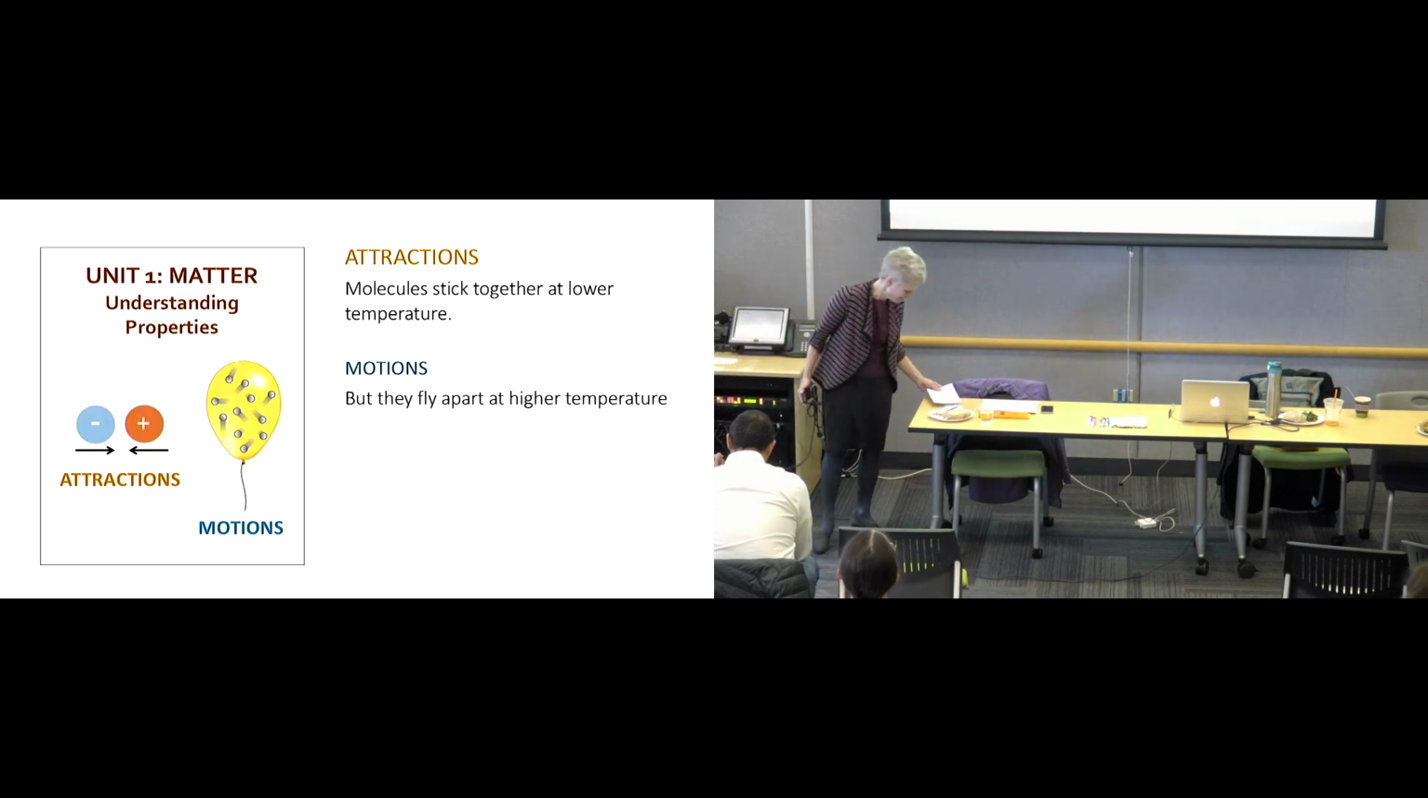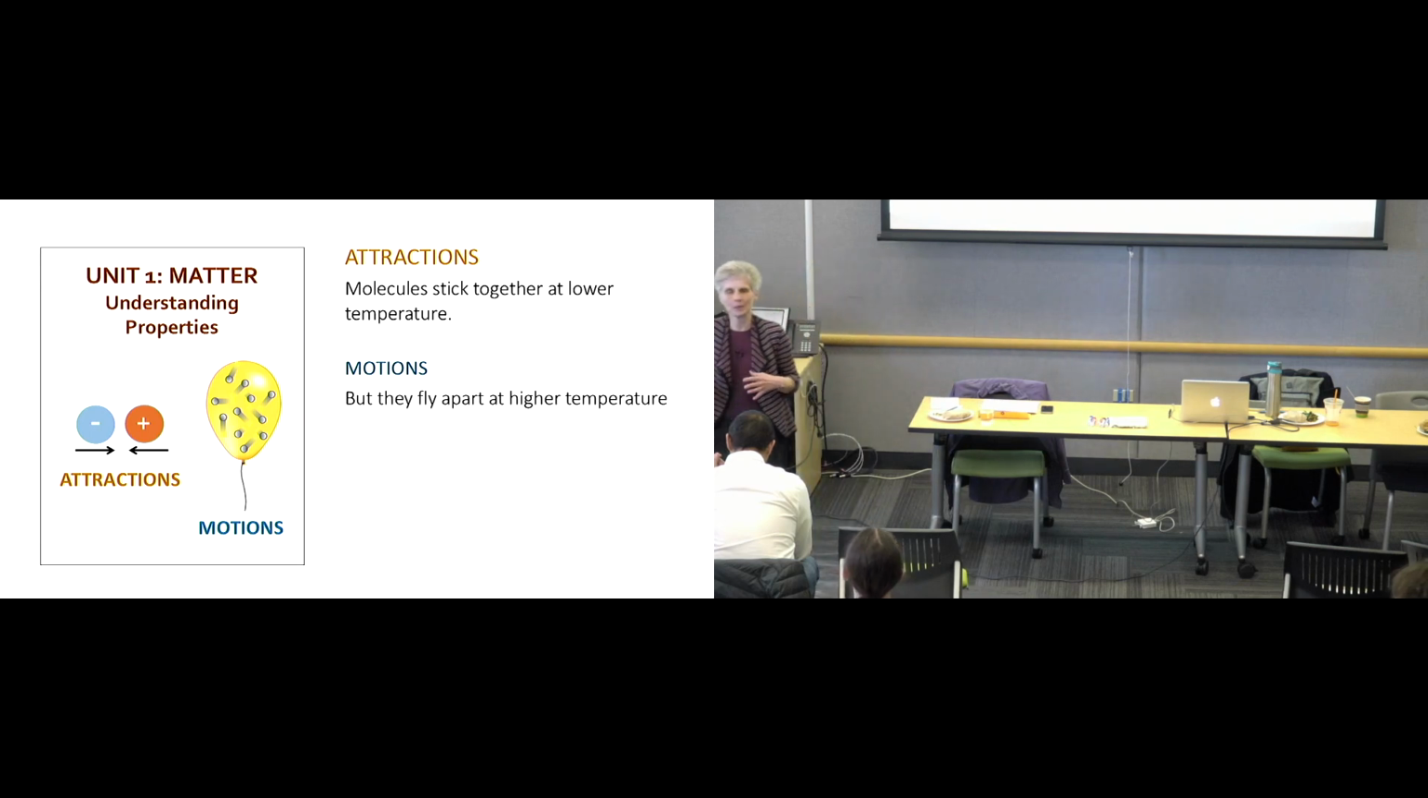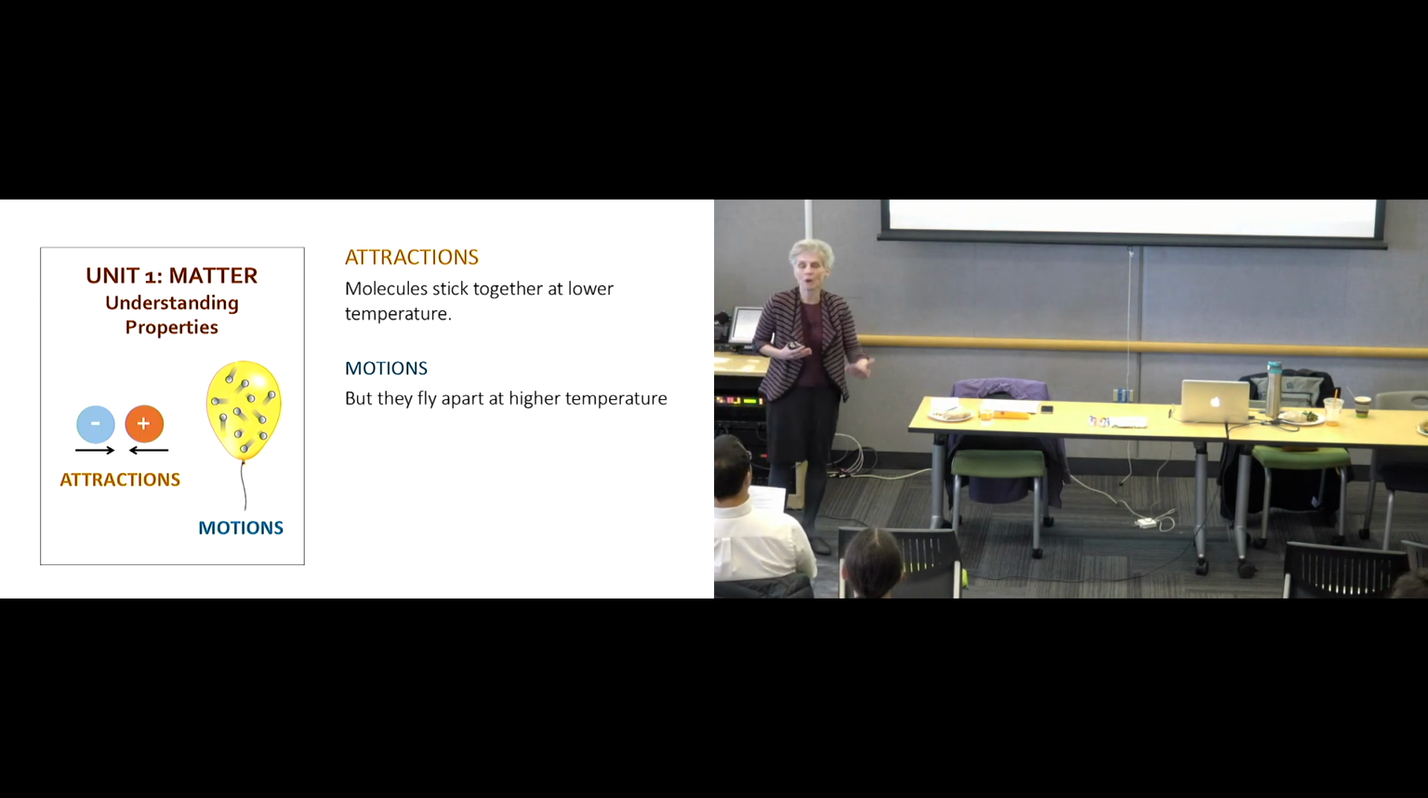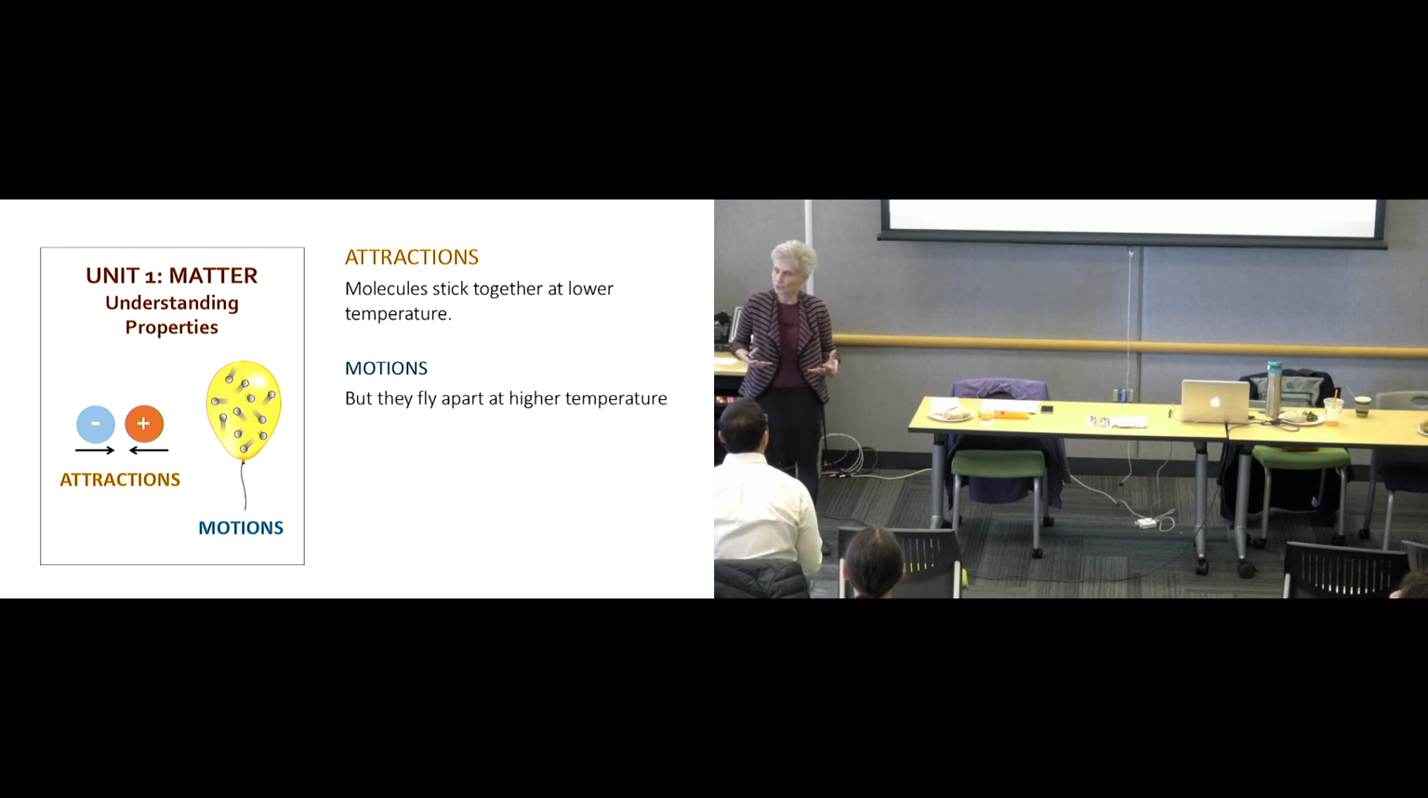All right, so what we've been talking about in the first unit of the class is matter, and we're trying to understand the properties of matter. And what we've been doing so far is we've been developing an understanding of an atomic view of matter, and specifically how those atoms are attracted to one another and how they move about. All right, we've talked about gases already and the kinetic theory of gases and how gas molecules move, and then we've also talked about how molecules of different shapes might attract one another or stick together.